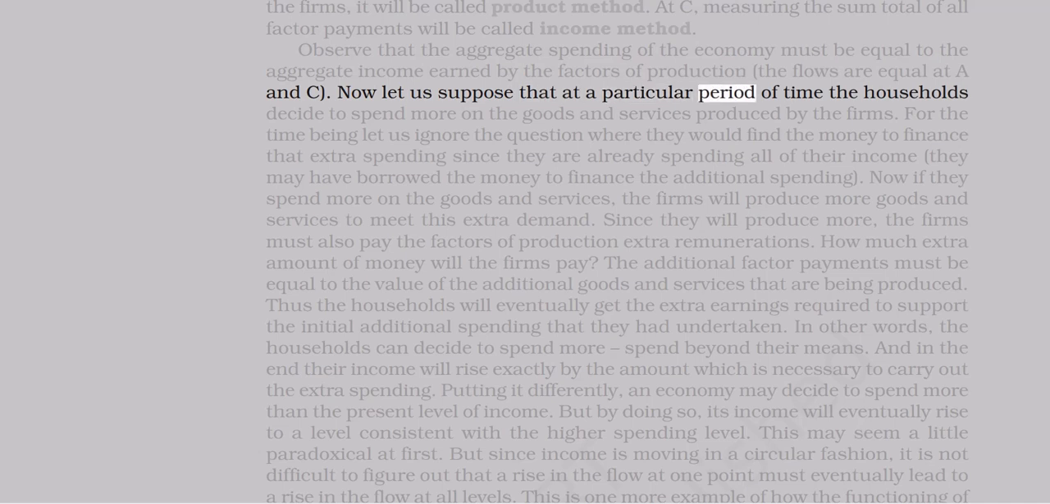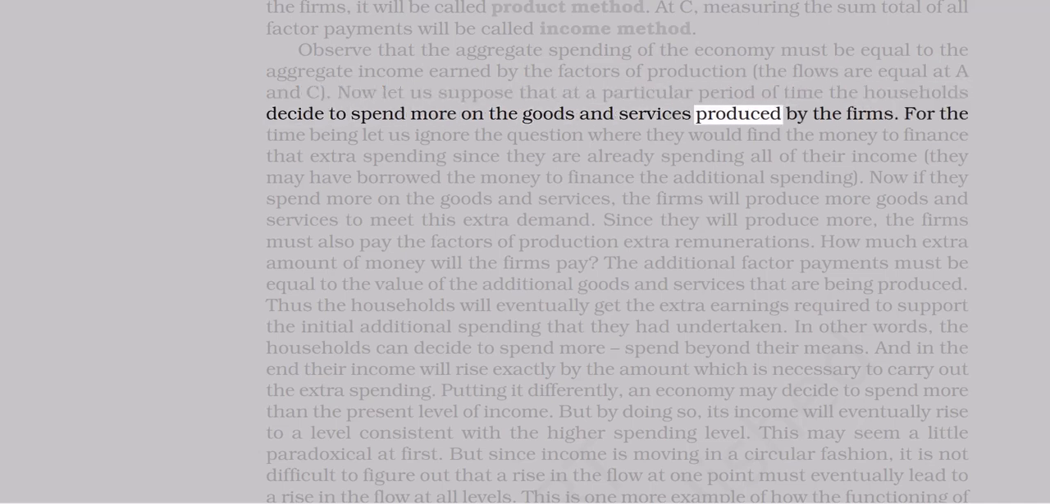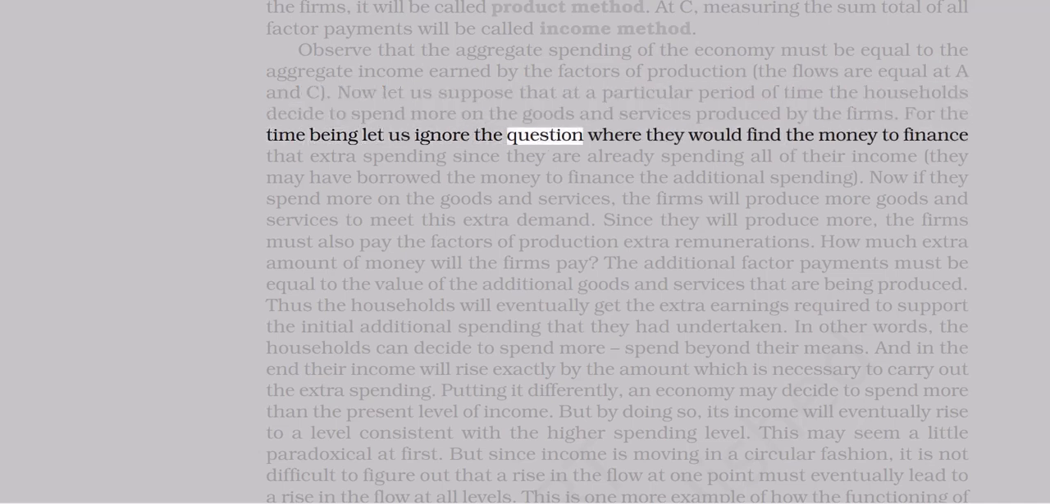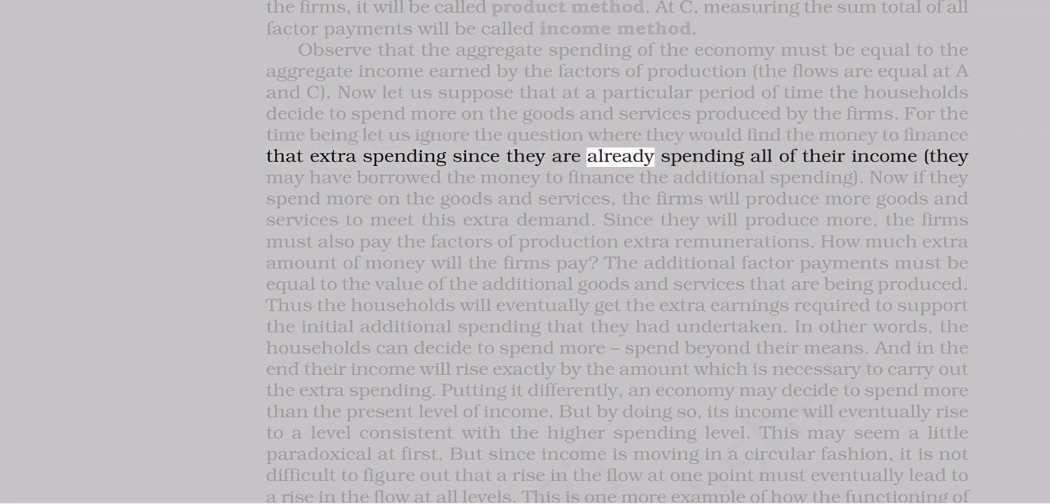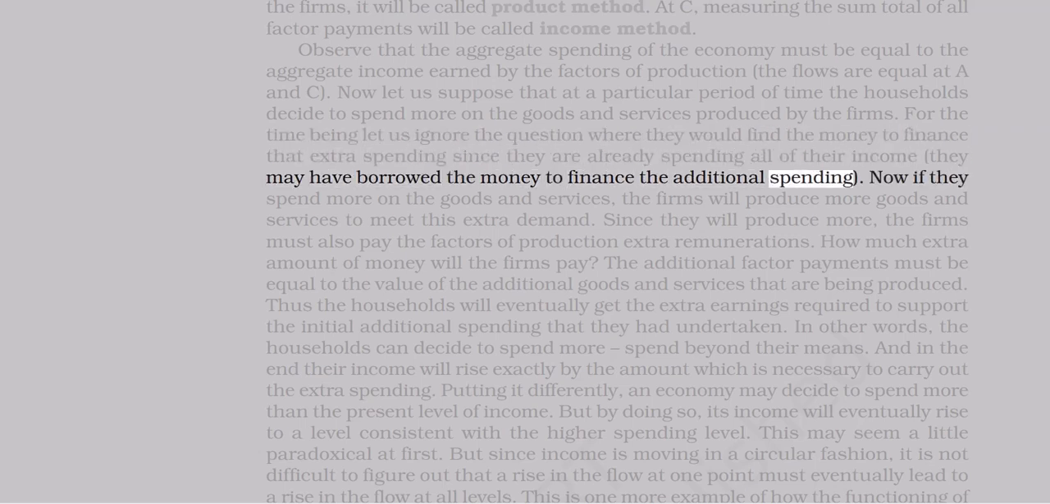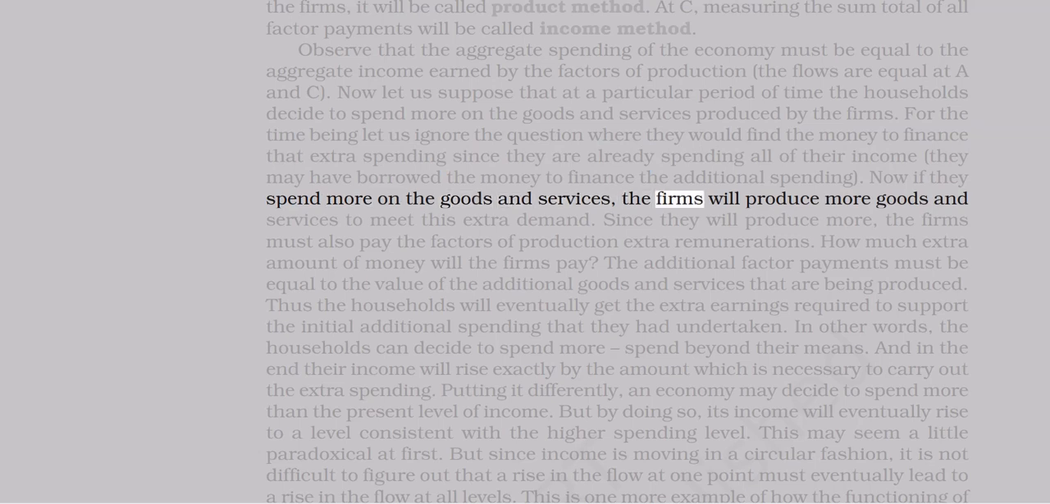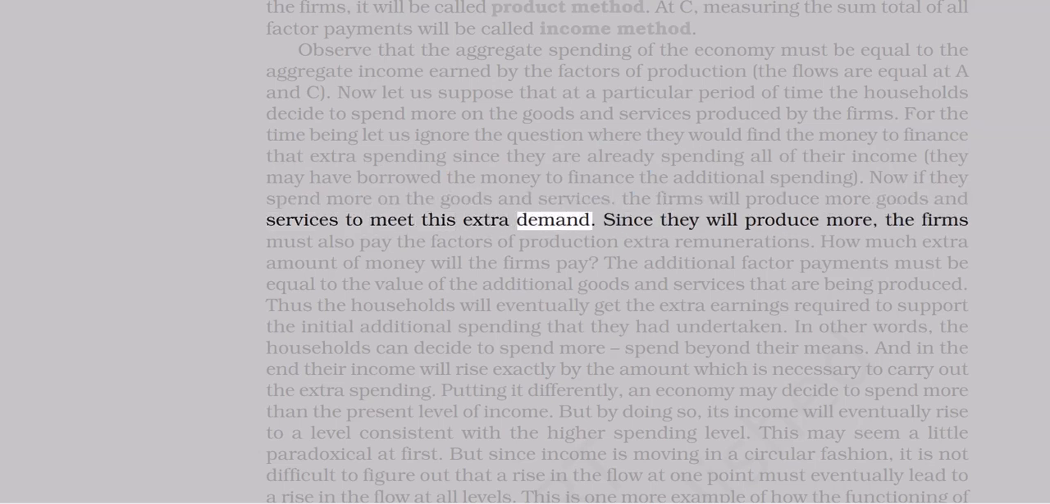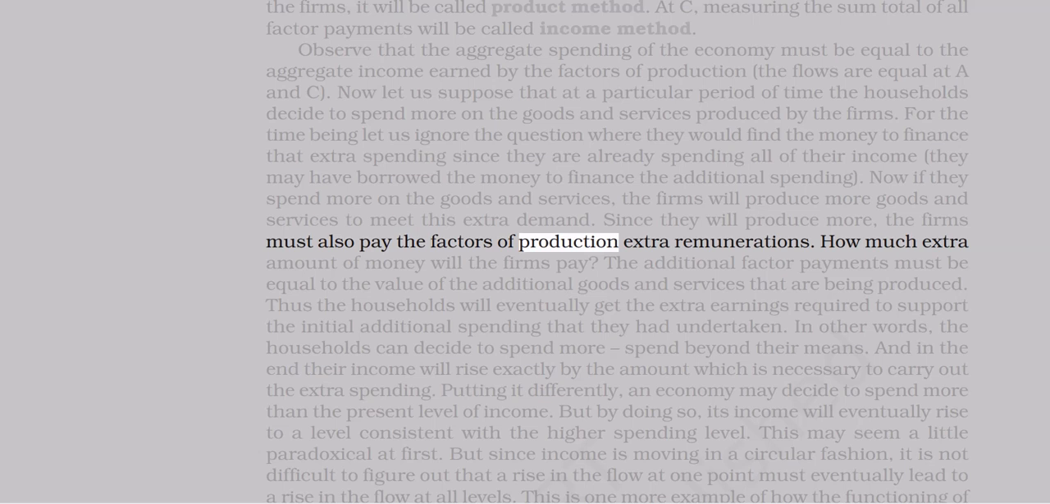Now let us suppose that at a particular period of time the households decide to spend more on the goods and services produced by the firms. For the time being, let us ignore the question where they would find the money to finance that extra spending. Since they are already spending all of their income, they may have borrowed the money to finance the additional spending. Now if they spend more on the goods and services, the firms will produce more goods and services to meet this extra demand. Since they will produce more, the firms must also pay the factors of production extra remunerations.